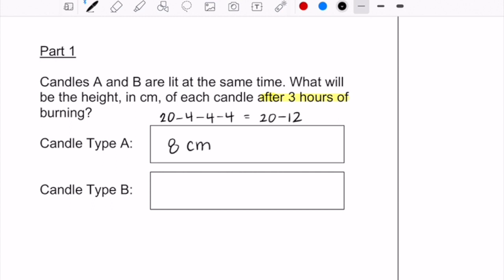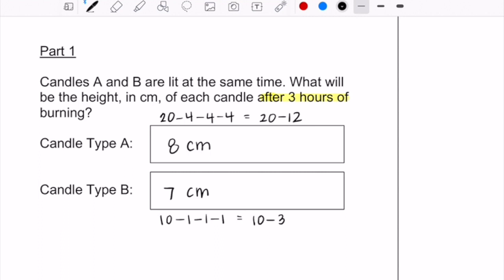We can do the same thing for candle B next. We just want to make sure that we use its initial height and its burn rate because it's different than candle A. Candle B starts out being 10 centimeters tall. After 1 hour, it goes down 1 centimeter. After a second hour by another, and then after the last hour by another. And so to figure out how tall candle B is after 3 hours, it would be 10 minus 3. And so candle B would be 7 centimeters tall after the 3 hours of burning.